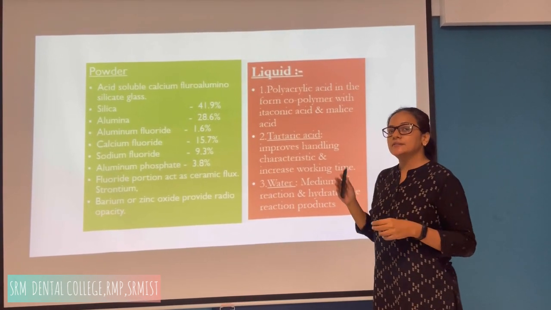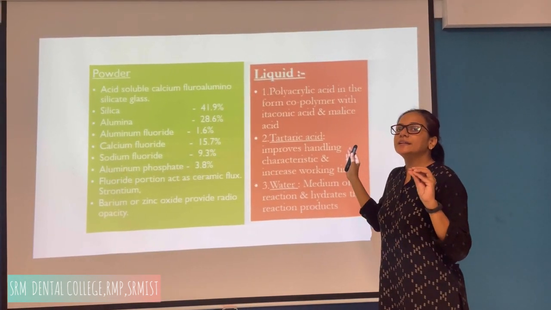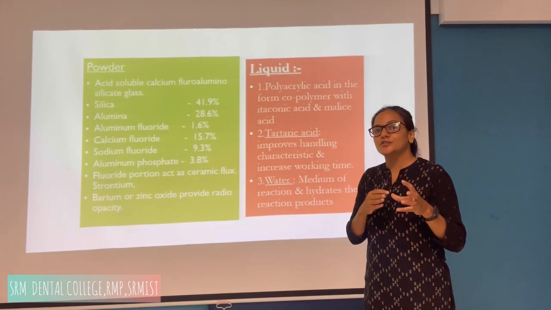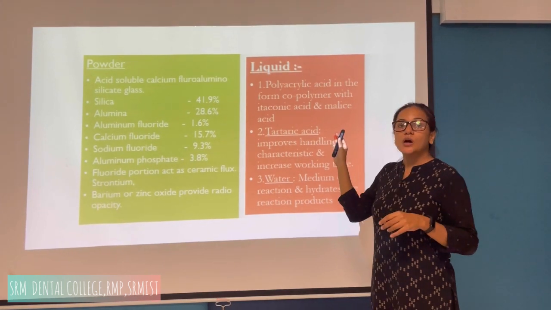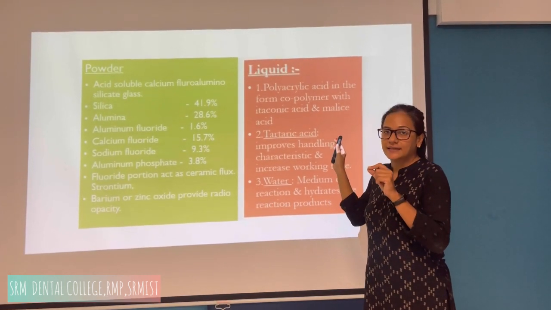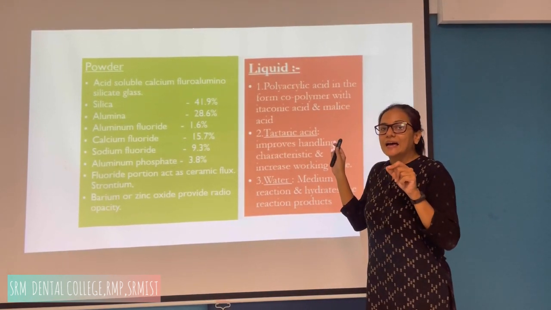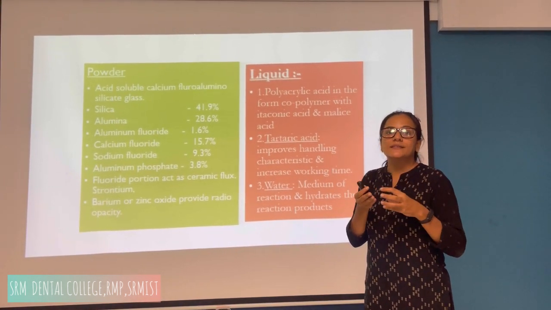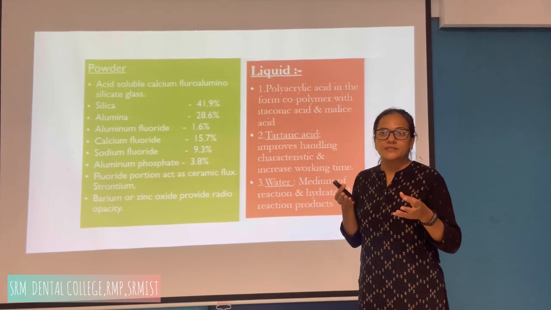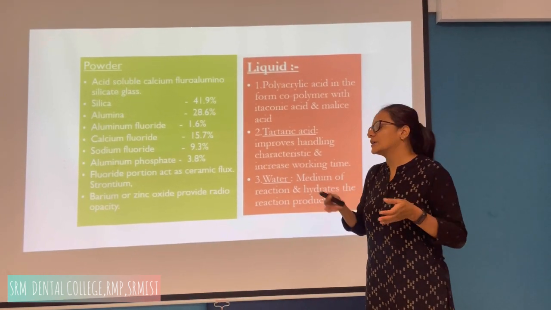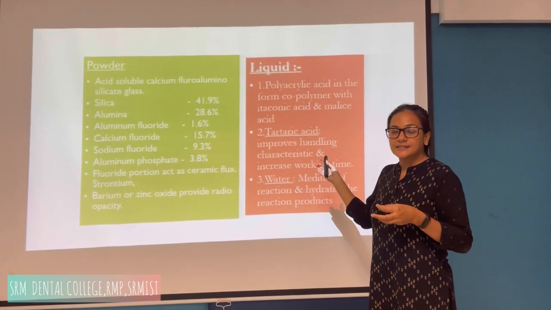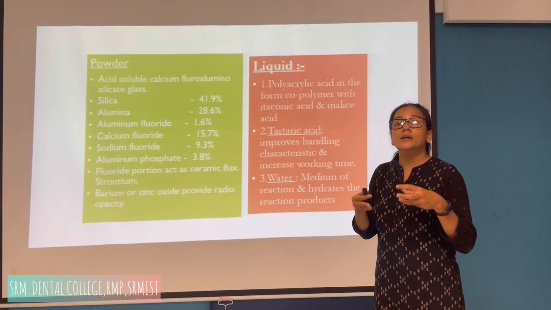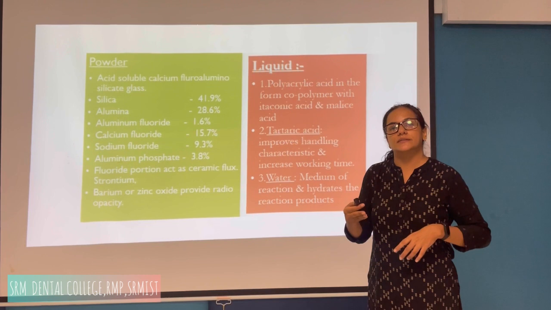In addition to it, the liquid majorly consists of 48% acid, which is a combination of polyacrylic acid along with itaconic acid and malic acid. The purpose of these acids is to reduce the viscosity so that you do not get a thicker mixture of glass ionomer cement at a much earlier stage. And you also have tartaric acid, which improves its setting reaction so that you can work with the glass ionomer cement for a longer time.